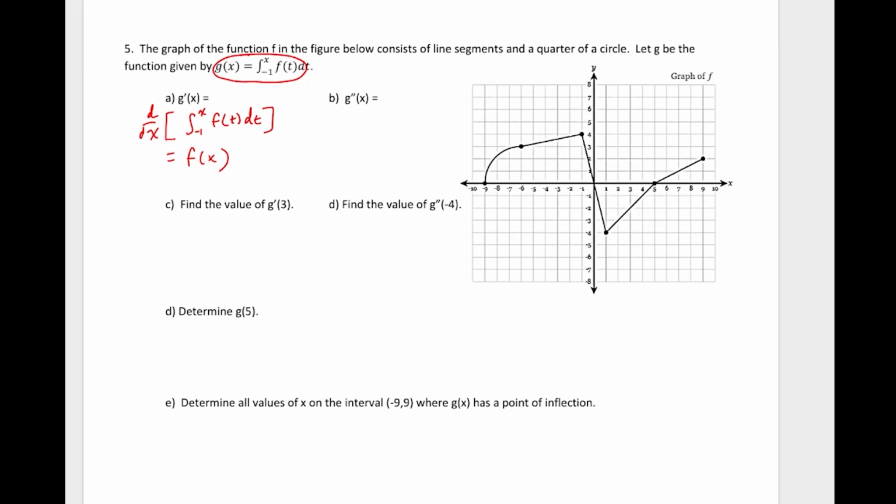Part B is looking for the second derivative of g. So that's going to be the derivative of f. It's going to be f prime. Part C is looking for g prime of 3. So we said before, g prime of x is just f of x. So g prime of 3 is going to be, here we'll write it like this, g prime of 3 is equal to f of 3. And we can see on the graph, f of 3 is negative 2.